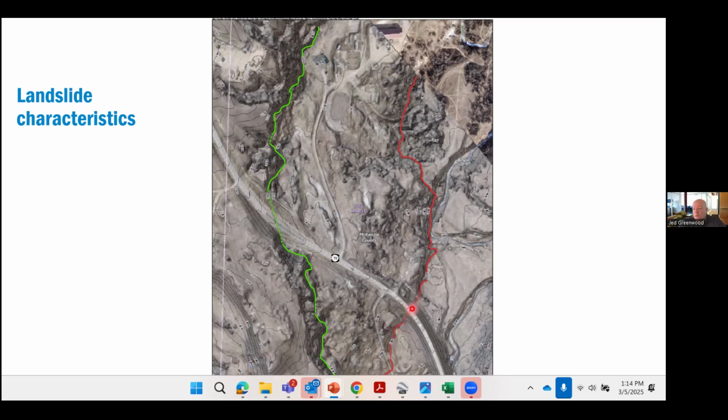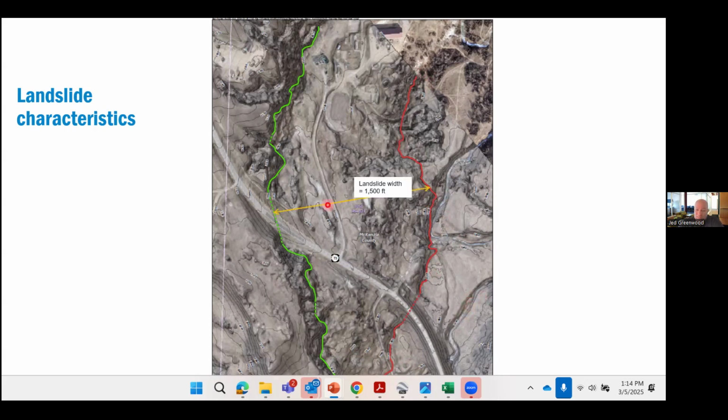You can see where it crosses the highway here. And then we were close to, here's Bear Den Creek. So it gets very close to that in this area. And we walked all the way along this area and identified the extents at the toe.